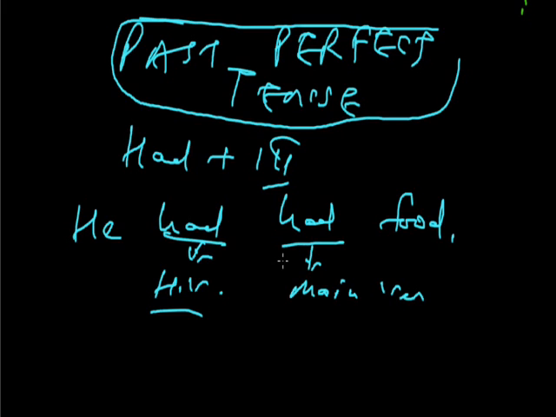Have means a lot of things. Have means take, have means eat, have means drink, have means possess, have means to go through some experience. So have means eat also. Don't we say have food? We do. So had is the third form of the same have, that means eat. So he had food. The first had is the helping verb. The second had is the main verb, the third form of have, that means eat. Clear? So he had food.